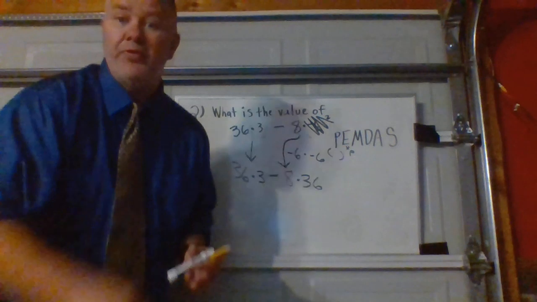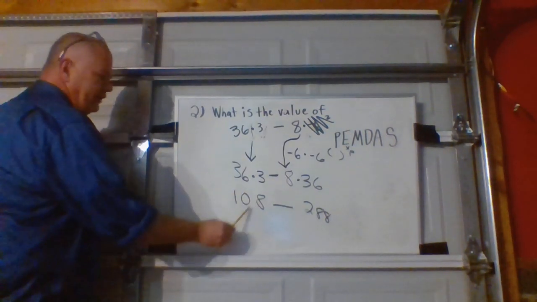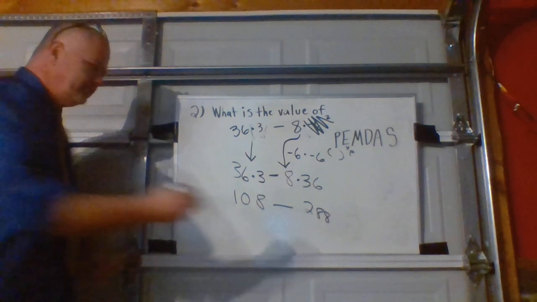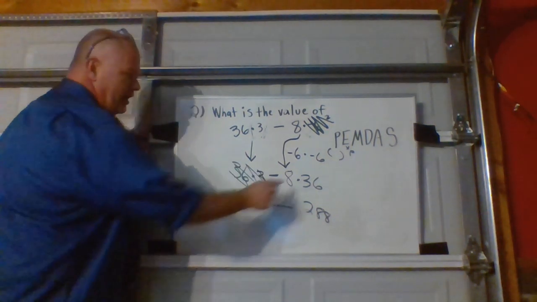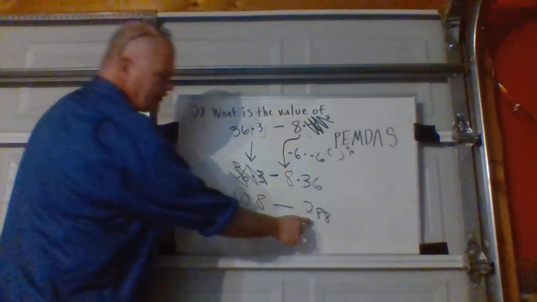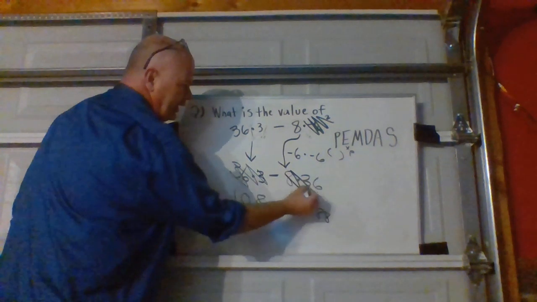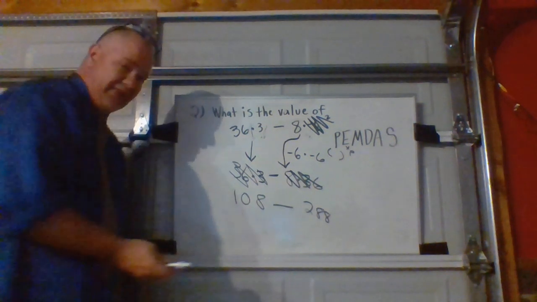Let's take a moment to do that in our calculator. Okay, 36 times 3 is 108. As soon as I write that down, I like to cross off where it came from. I know that 8 times 36 equals 288. As soon as I write that down, I like to cross off where it came from. I'm going to bring everything else straight down, which I have already done.